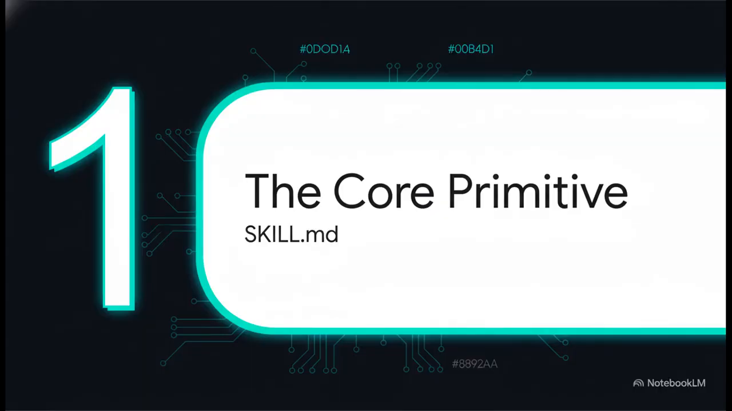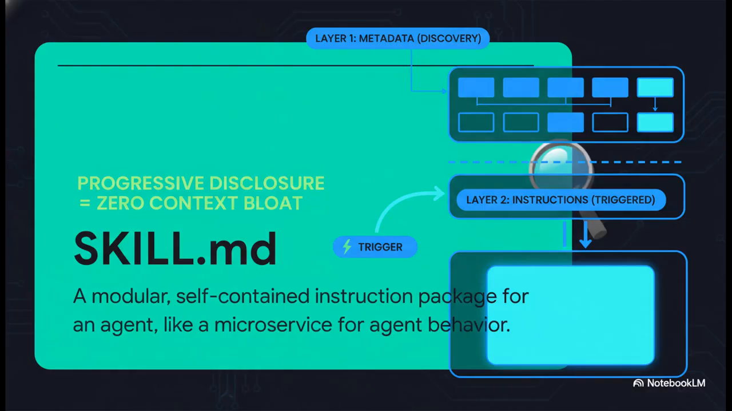But before we can even get to the patterns, we have to talk about their fundamental building block. It's a concept Google calls a skill, and you'll often see it as a file just named skill.md. So what is a skill? The easiest way to think about it is like a microservice, but for your agent's behavior. It's this neat, self-contained little package of instructions.